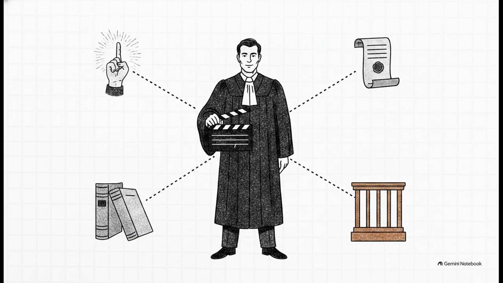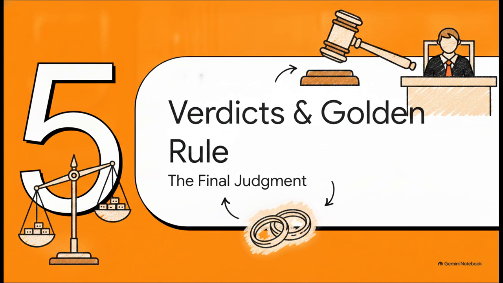But hey, the magistrate isn't just passively watching this happen. They are the active director of this trial, holding significant procedural powers. They can issue warrants, summon witnesses directly, demand specific documents, or adjourn the hearing entirely if they need to. Plus, under Section 342, the magistrate has the power to formally record the official statement of the accused. They run the room. And finally, we arrive at part 5, verdicts and the golden rule.